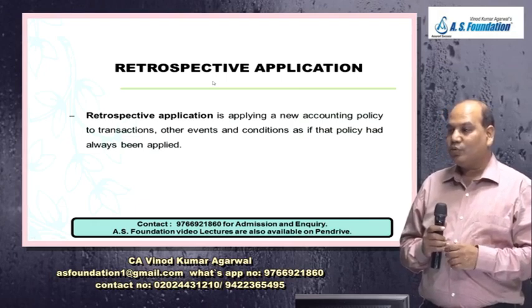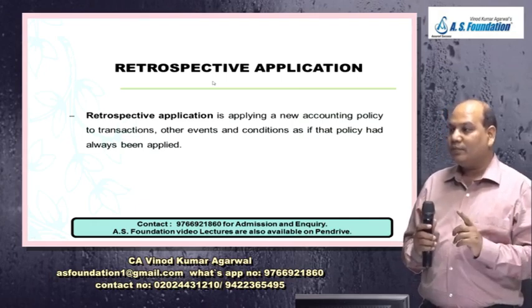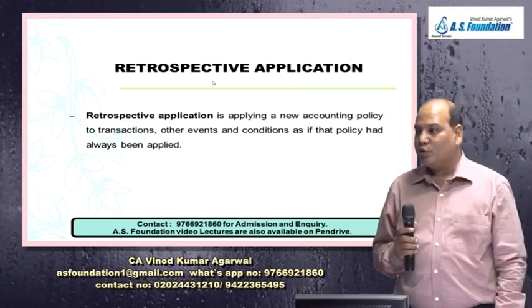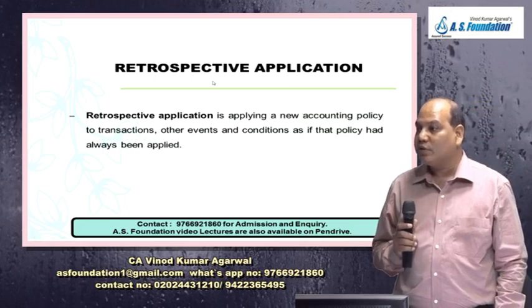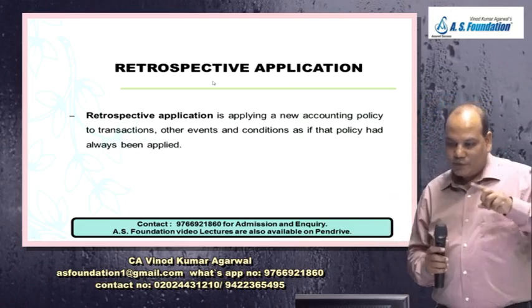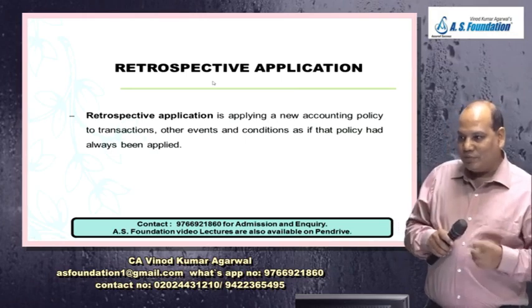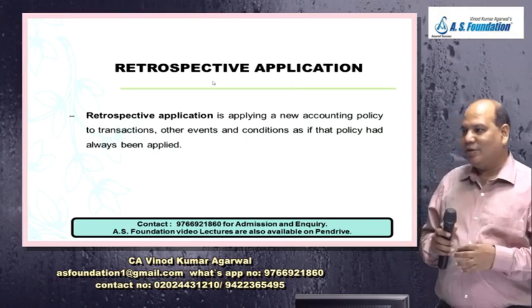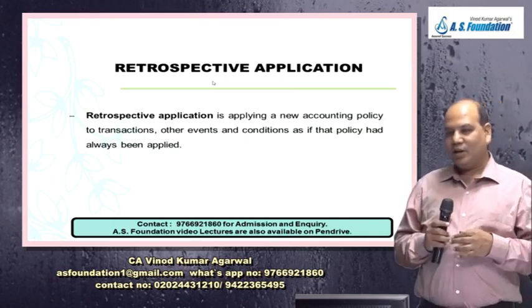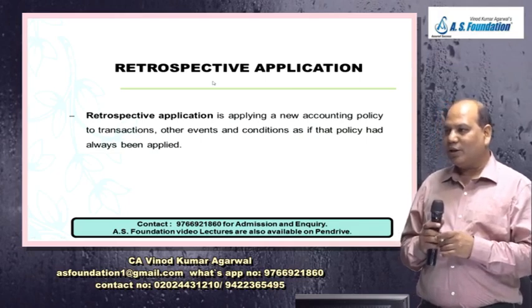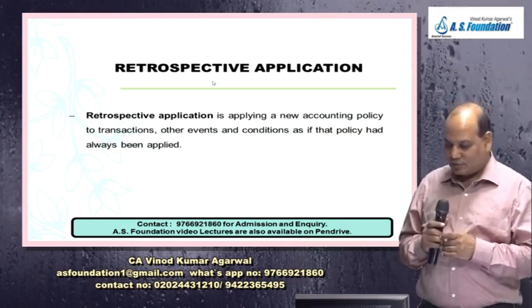So you have to do the calculation as if this standard, or this new policy, was applied right from 2007. So go to 2007, give the effect of this policy and adjust the balance of asset, liability, retained earning, etc. and find out the opening balance at the beginning of the earliest period presented.